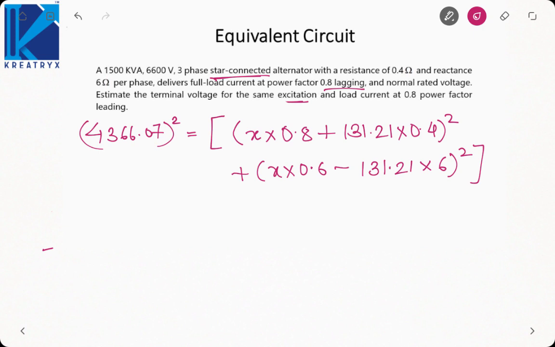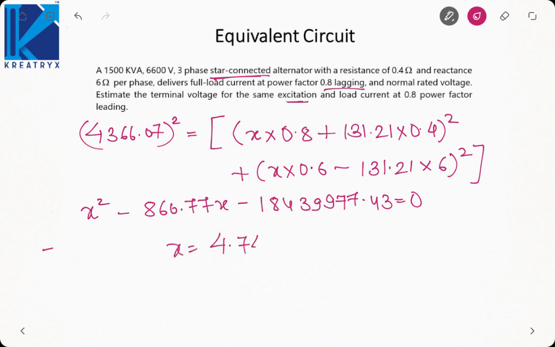Now you can expand this quadratic equation. It becomes x squared minus 860.77x minus 184,399.77.43. If you solve this quadratic equation, x comes out to be 4.746 kV, which means the line voltage would be root 3 times this, which is 8.22. Remember, whenever terminal voltage is asked in GATE examination, if phase or line is not mentioned, by default you have to give the answer in line.